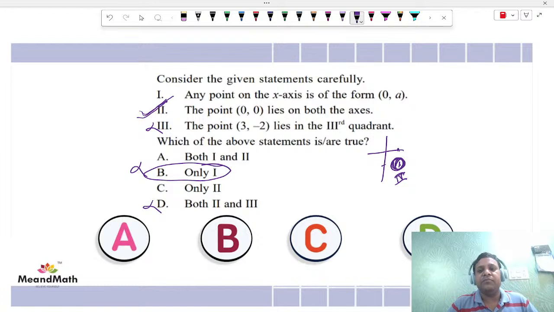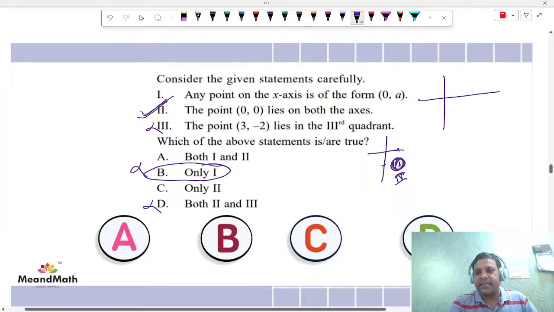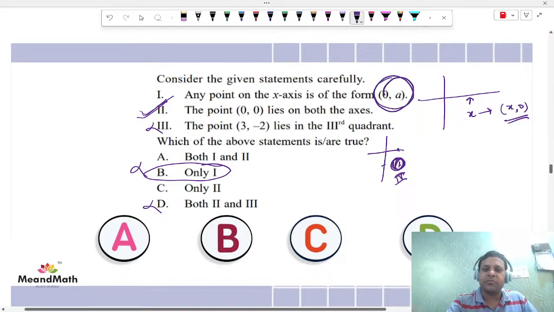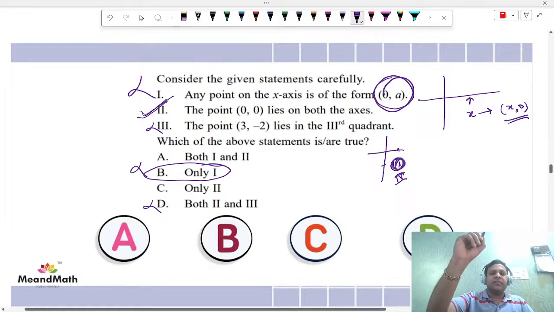Now we'll move on to statement 1. Any points on the x-axis. x-axis पर जो कोऑर्डिनेट्स हैं, कौन से फॉर्मेट में होते हैं? x comma 0. बट यहाँ पर क्या दे रखा है? 0 comma a. It's not true. तो C ऑप्शन इज द करेक्ट.